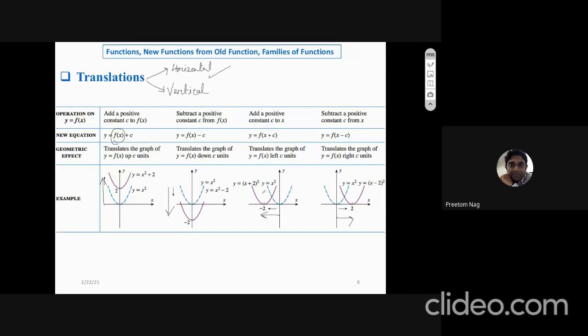Okay. If you have y equal to (x plus 2) square, then along the negative x direction, the graph will move by 2 units. And if you have y equal to (x minus 2) square, then along the positive x direction, the graph will move by 2 units. Okay? So this is about the translation of the graphs, horizontal translation and vertical translation. If you have any question, you can ask me.